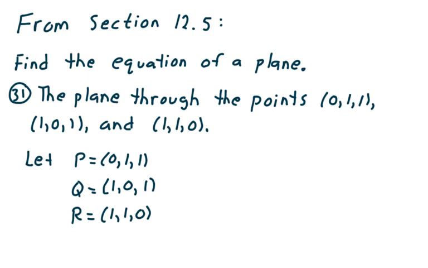So to find the equation of a plane, we need a point that lies in the plane, and we need a vector that is normal to the plane. Well, we have 3 points that lie in the plane, but what we're missing is the vector that is normal to the plane. So what I'm going to do is let P equal the point (0, 1, 1). Let Q equal the point (1, 0, 1), and let R equal the point (1, 1, 0).